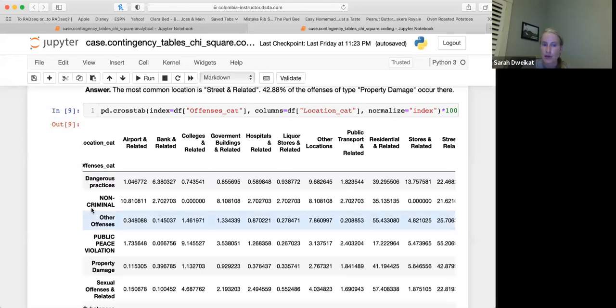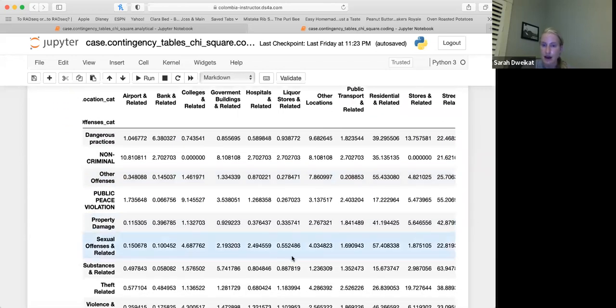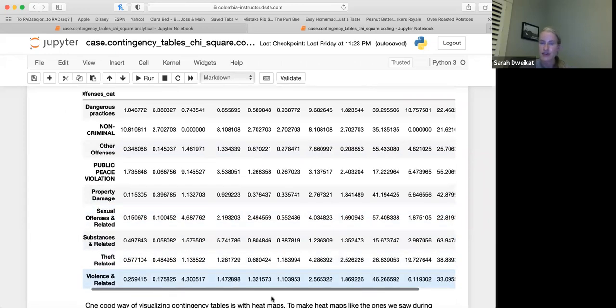And so, yeah, both of these are absolutely correct. It's just showing the percentages of things in a different way.